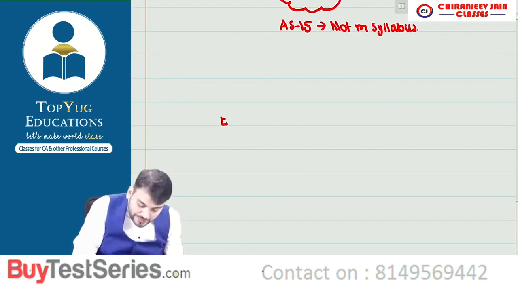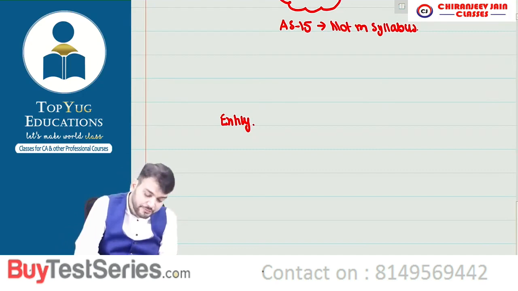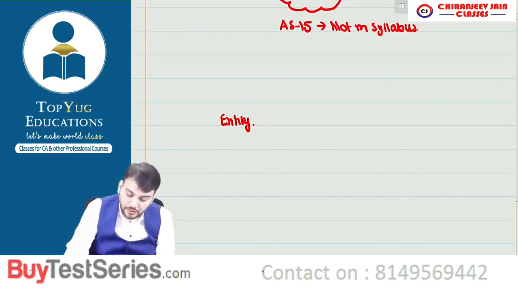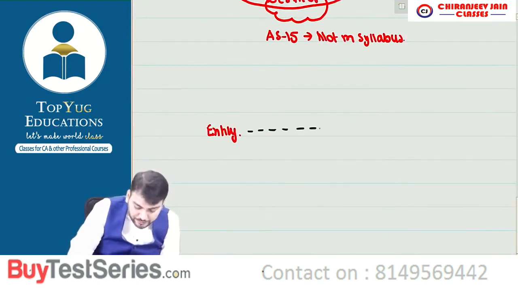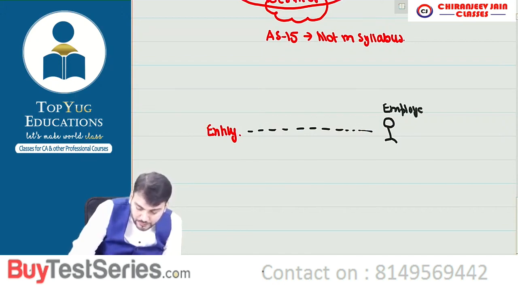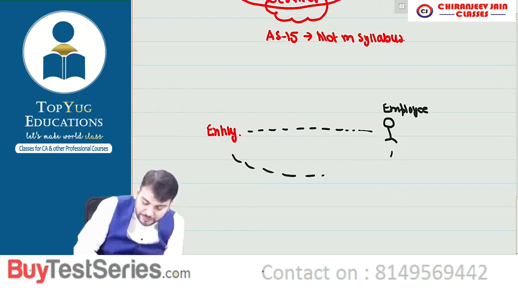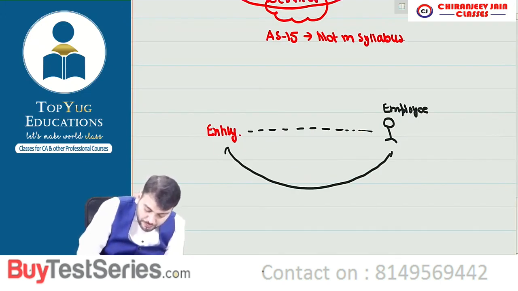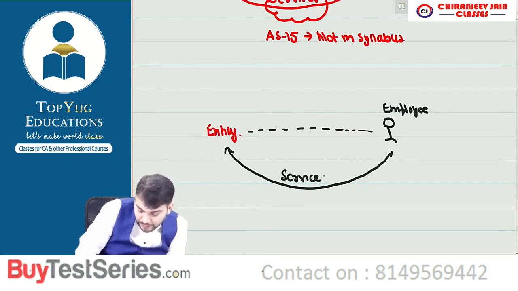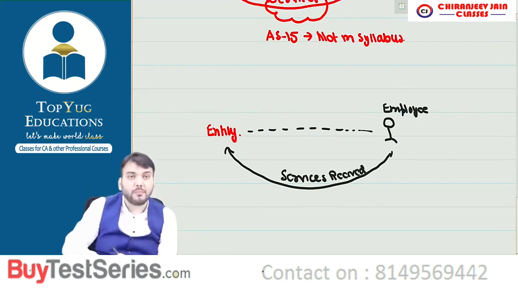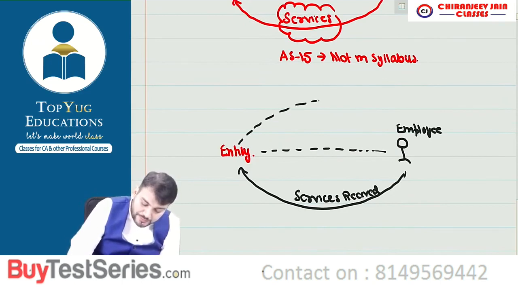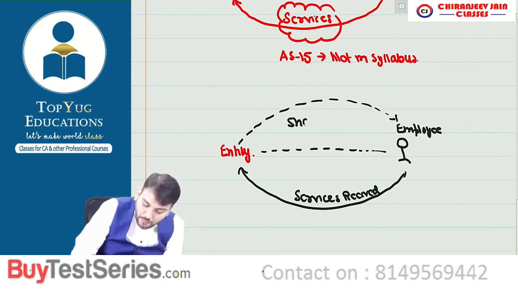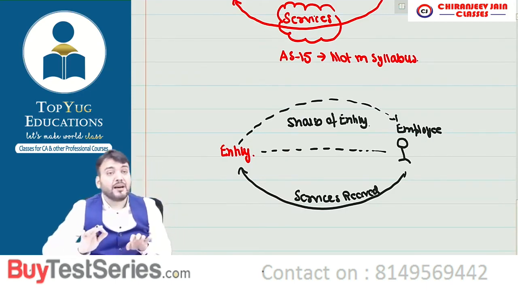So what we are discussing is that the entity will do payment to any employee for the services received from the employee, and the payment is done in the form of equity shares of the entity. So we are discussing this transaction in this chapter.